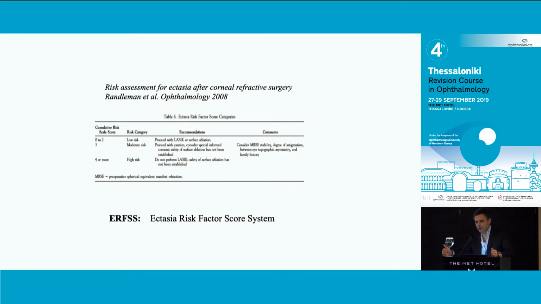Don't do LASIK if the corneal topography is abnormal. Consider the amount of myopia and the age of the patient. The younger the patient, the more elastic the cornea, the higher the risk of corneal ectasia. Some of us will not do LASIK in a patient below 26 or 28 years of age because of the corneal elasticity.